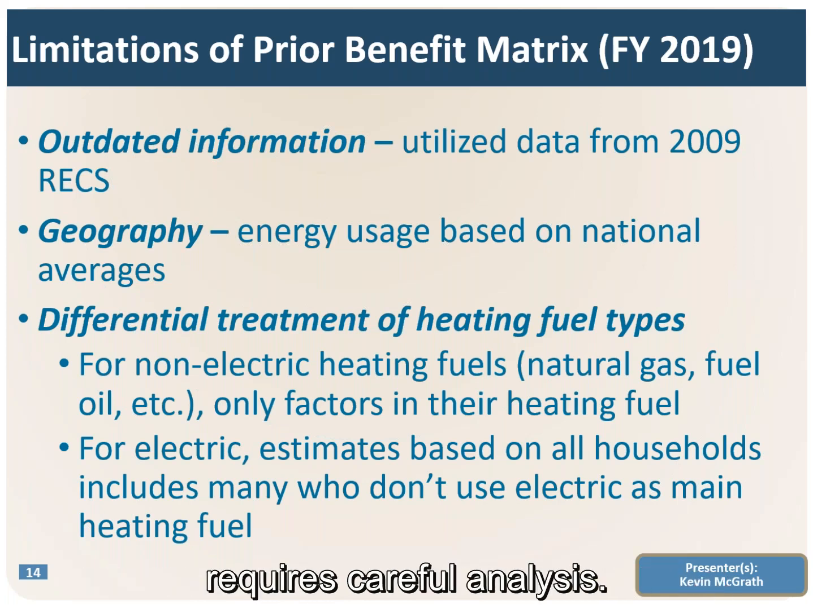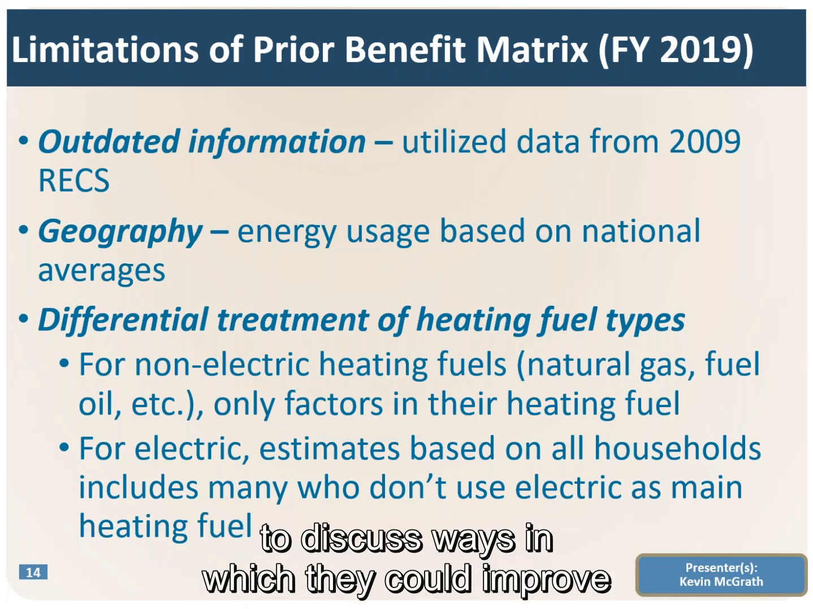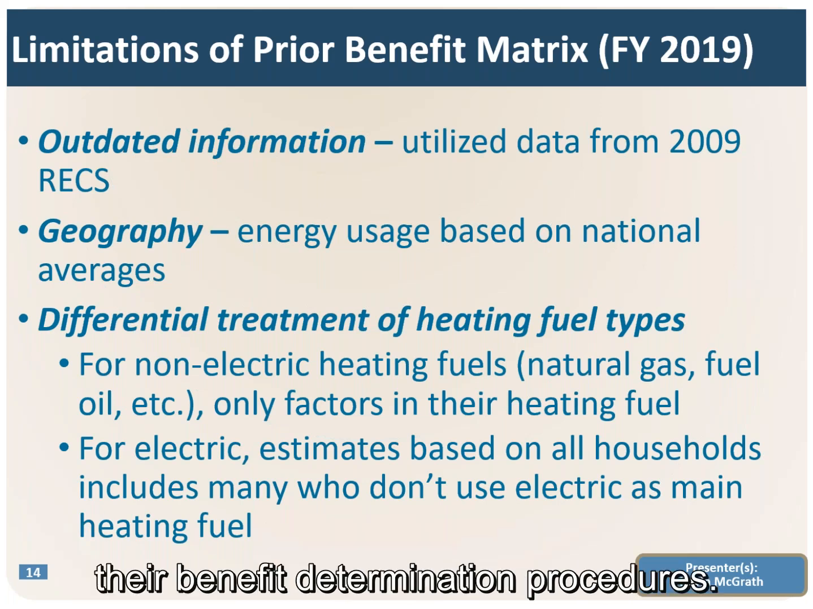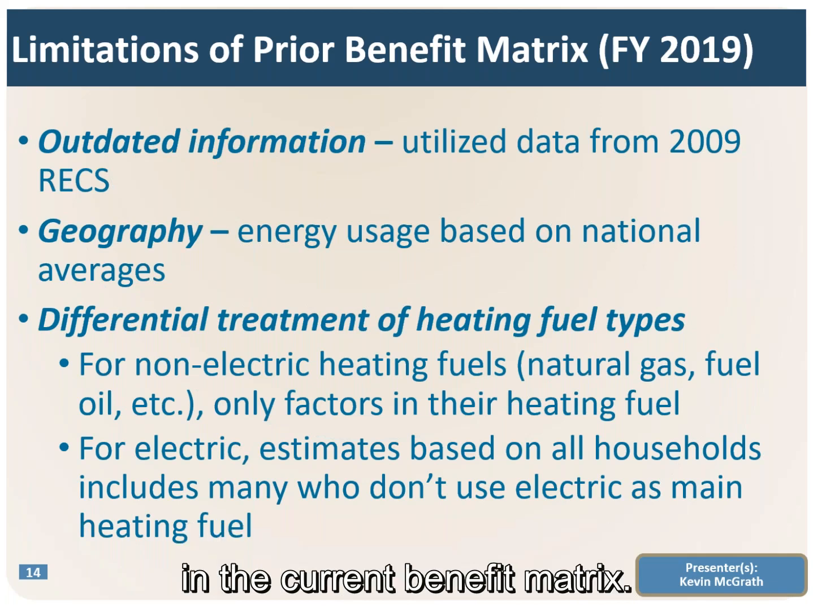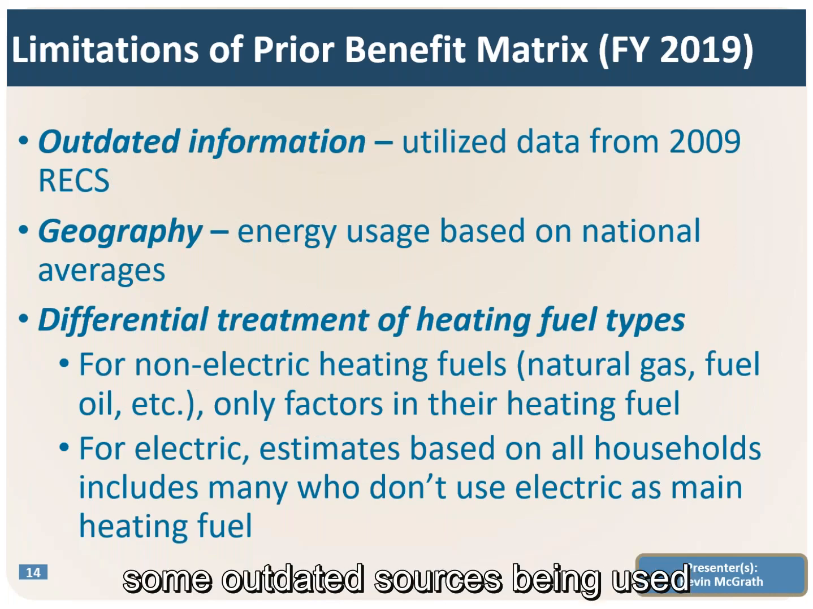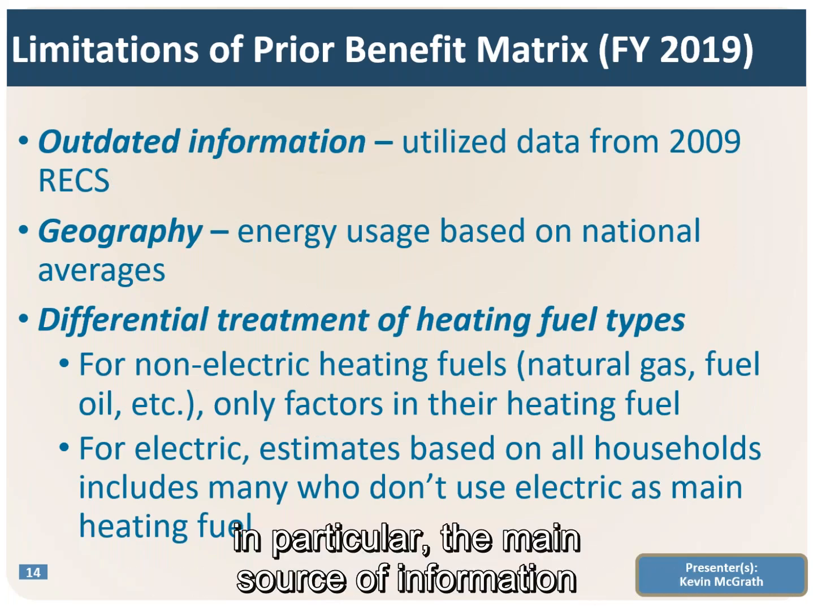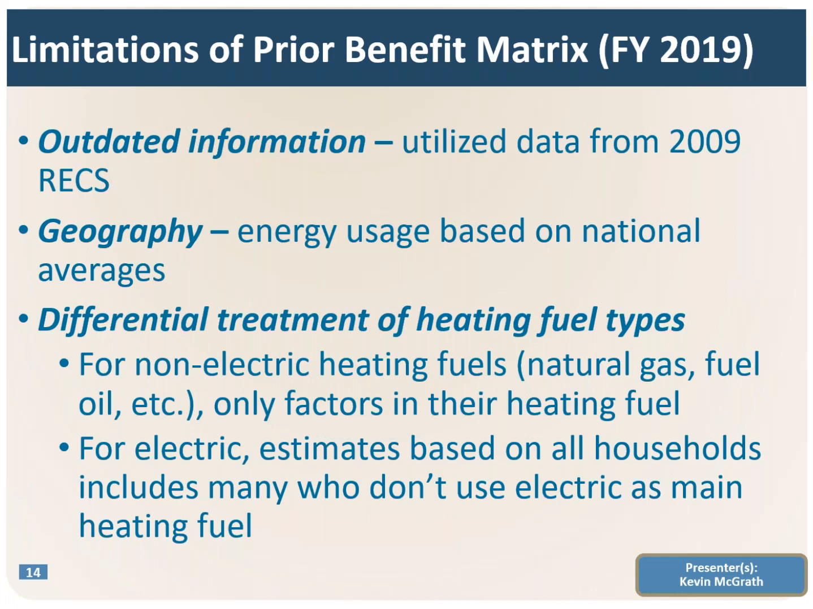careful analysis. So early in 2019, David and Lisa reached out to Apprise to discuss ways in which they could improve their benefit determination procedures. And we worked with them to identify some limitations in the current benefit matrix. So first, we identified that there were some outdated sources being used. In particular, the main source of information being used for developing estimates of average energy usage was the 2009 RECS.